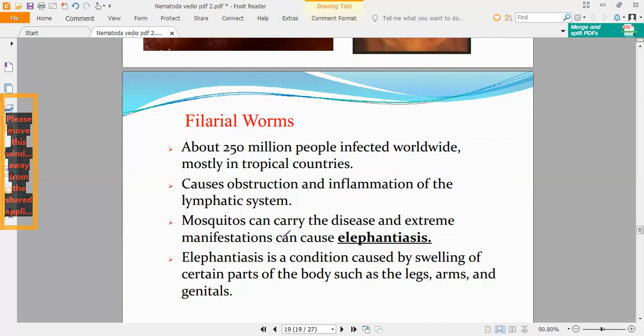So mosquitoes can carry the disease, and extreme manifestation can cause elephantiasis. Elephantiasis is a condition caused by swelling of certain parts of the body, such as the leg, arm, and the genitals.